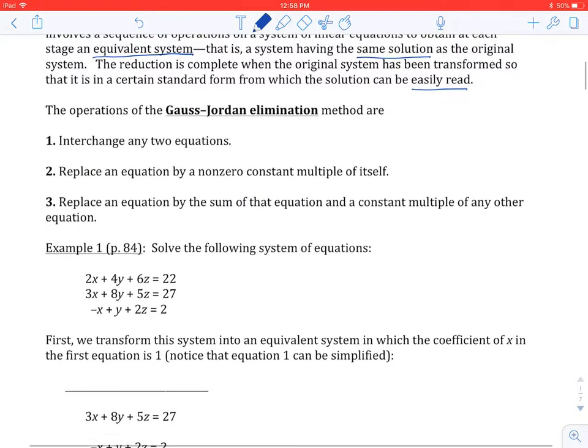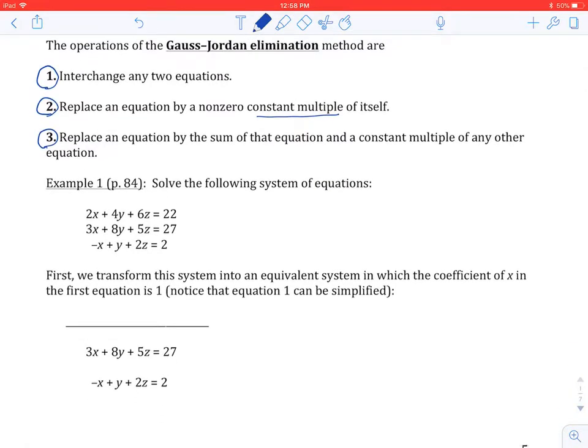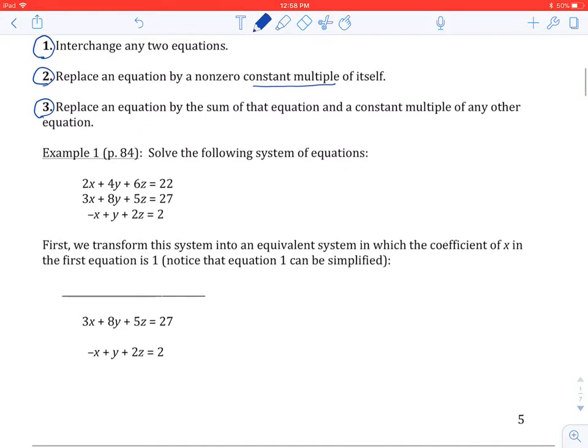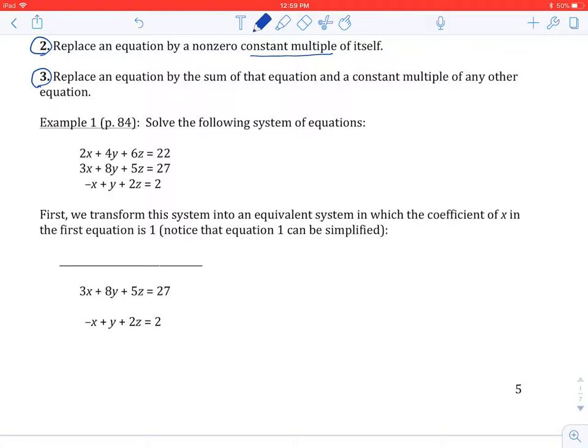The operations that we can use in this Gauss-Jordan elimination method are, number one, we can interchange any two equations, so we could switch equation 1 and equation 2, we could put them in any order. Number two, we can replace an equation by a non-zero constant multiple of itself. And number three, we can replace an equation by the sum of that equation and a constant multiple of any other equation.